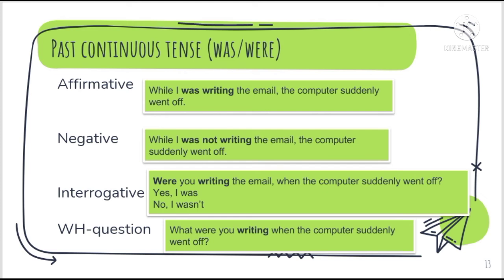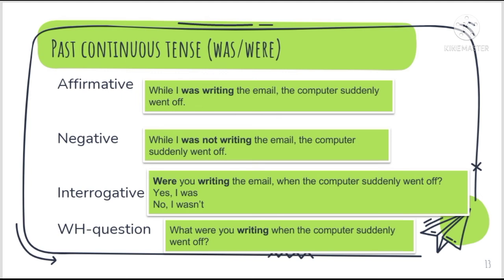Negative: While I was not writing the email, the computer suddenly went off. Di sini dia untuk affirmative-nya I was writing. Untuk negatif hanya ditambahin not. Untuk verb you don't need to change ya, tetap verb ing. Mau dia positif, negatif, interrogative, dia tetap menggunakan to be, was, were, and verb ing.